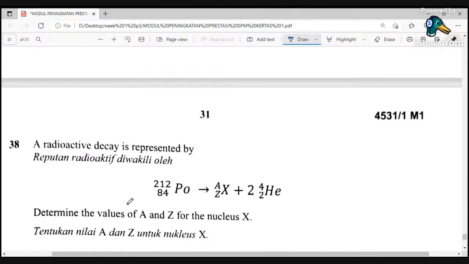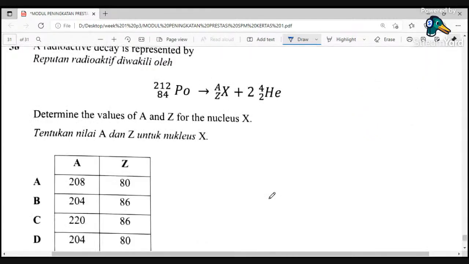Okay, number 38, radioactive decay, we have this equation. Determine values of A and Z for nucleus X. For this one, we can use mathematical operation because this is an equation. So number of nucleon left equals number of nucleon right. Atomic number left equals atomic number right, ataupun proton number 84.